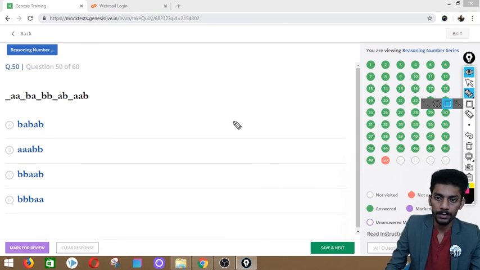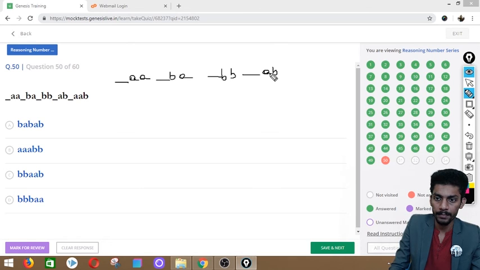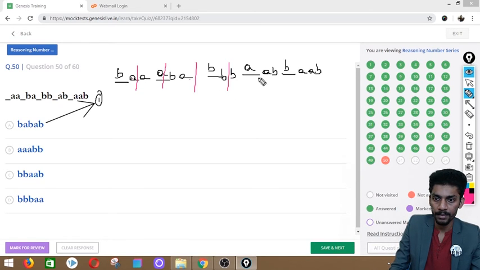Next, let's solve question number 50. So we have dash, AA, dash, BA, dash, BB, dash, AB, dash, AAB. Correct? So first let's put option 1. If you put option 1, what happens? B will come here, A, B, A and B. Let's check if any pattern is possible. If you check with the first two letters: AB, AA, BA, AA, BA, BB, BA, AB, not possible. That pattern was not possible.